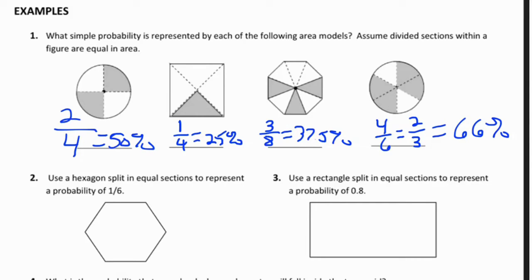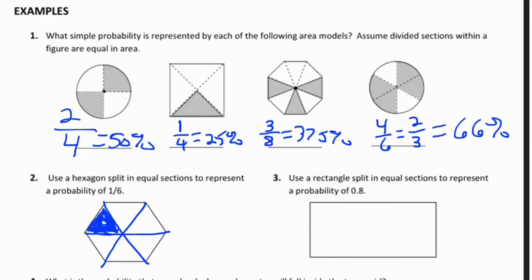So let's go and practice this on numbers 2 and 3. Number 2 says, use a hexagon split into equal sections to represent the probability of 1/6. Right now I'm going to draw lines connecting each one of these vertices. And now we have 6 equal sections, sort of, by my drawing, but just say they're all equal. We want to represent 1/6, and there are 1, 2, 3, 4, 5, 6 pieces. So I'm just going to shade one of those. Now this is an area model representing 1/6. I know this is a terrible shade job, but who cares? You guys get the gist of it, okay?